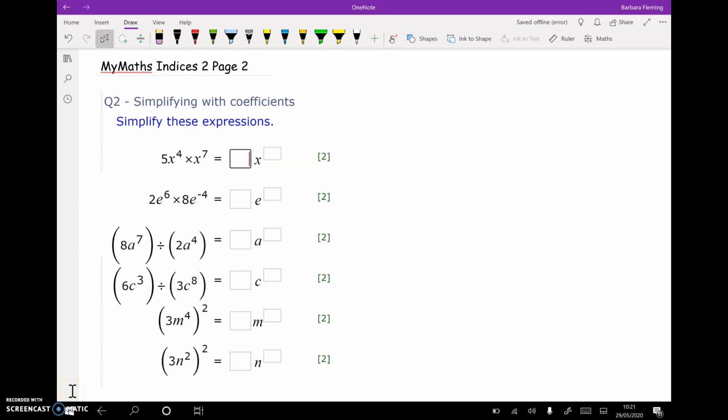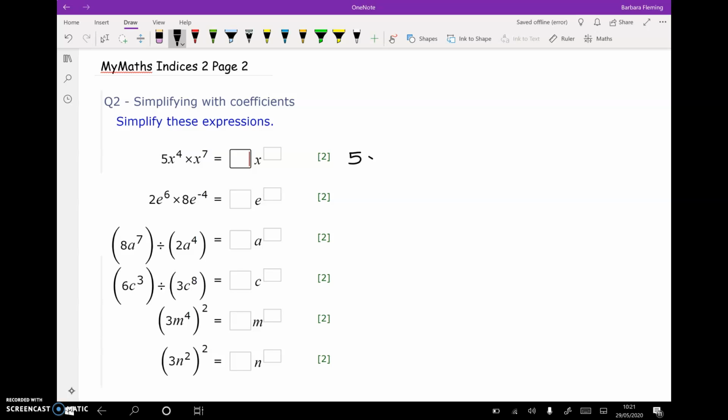In this video, we're going to look at the MyMaths Indices 2 homework, and this time it's page 2. So we're simplifying these expressions. We'll look at each of them in turn. So 5x to the power of 4 times x to the power of 7. I'll do some working at the side.